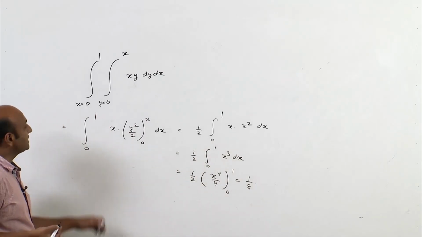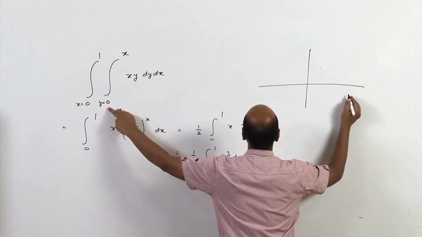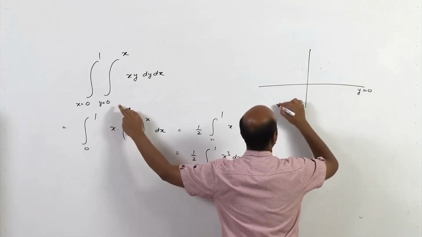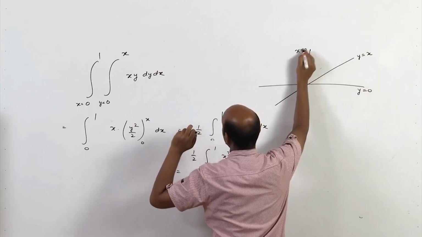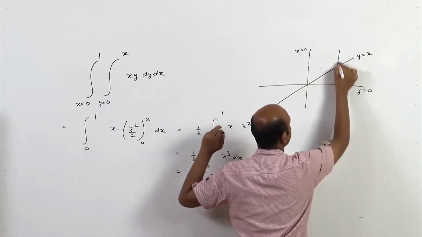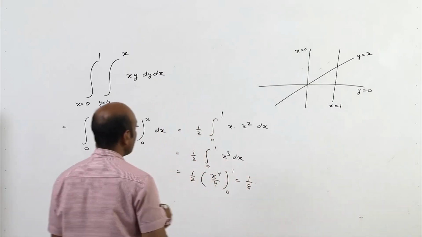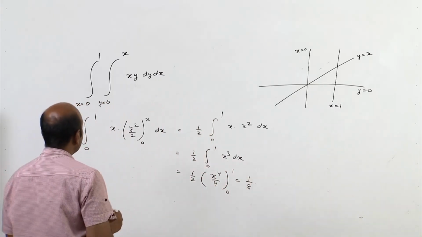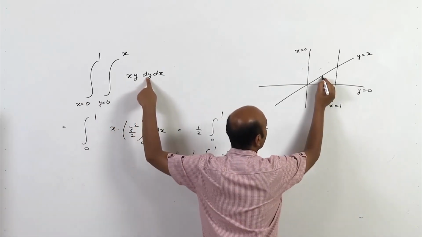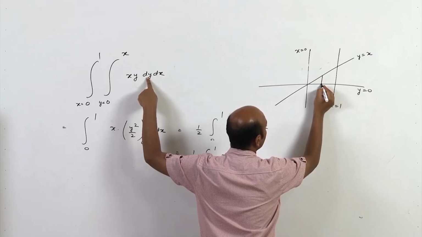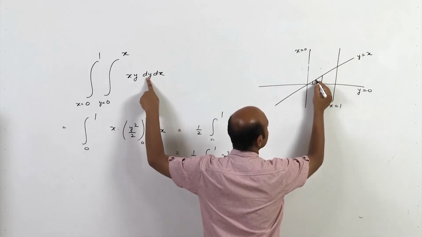Okay. Now, what does this represent basically? Let us see. Here y is 0, here y is equal to x, here x equals 0 and x equals 1, x equals 1 means this line. So, which region are you having? You take a strip parallel to y axis, since dy is there. Here y is 0 and here y is x, and x is varying from 0 to 1. So, this is the region.